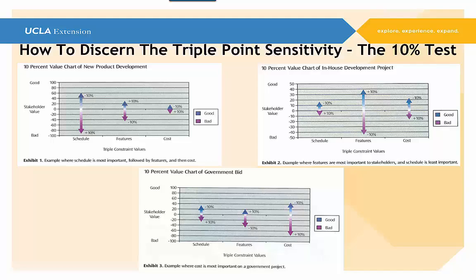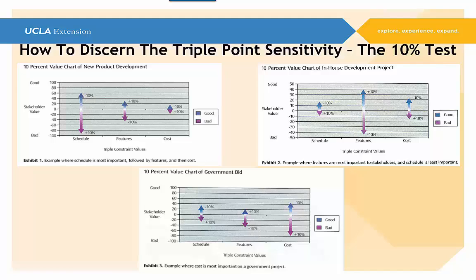These three charts represent the 10% test done to three different types of projects. The one in the upper left is a 10% value chart for a new product development. The one to the right is for an in-house development project, and the one at the bottom is a value chart for a government bid.